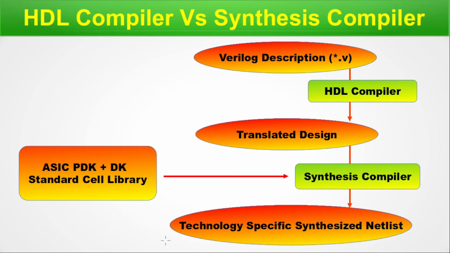So we are done here by making you understand the difference between the HDL compiler and the synthesis compiler with respect to the basic ASIC library and the technology nodes for fabrication. We're done. Let's move on to the next slide.